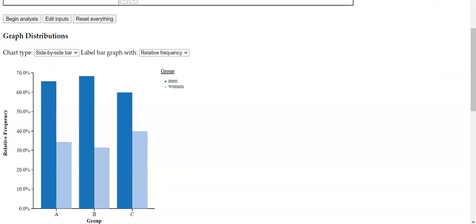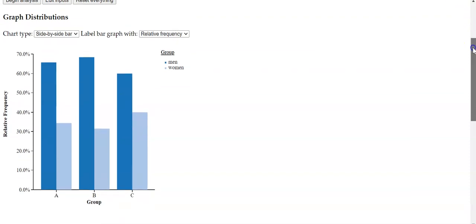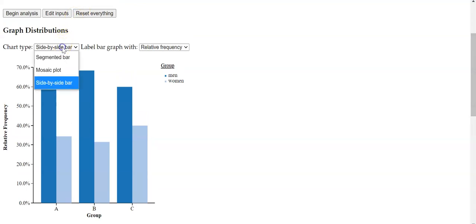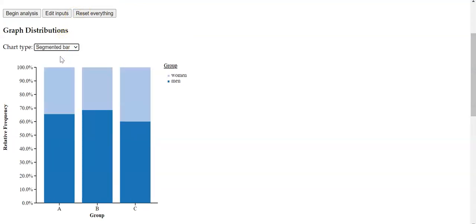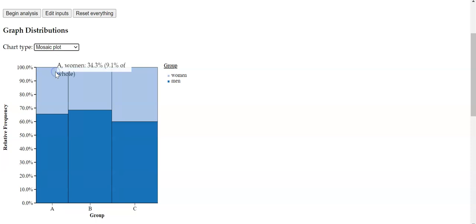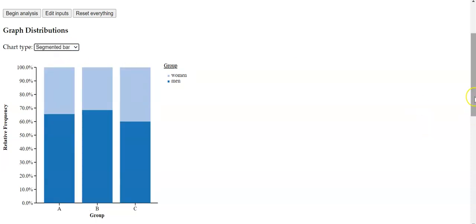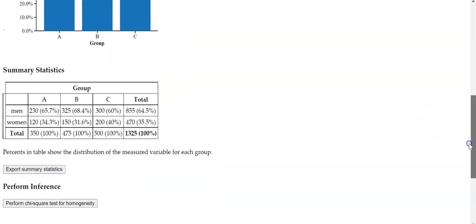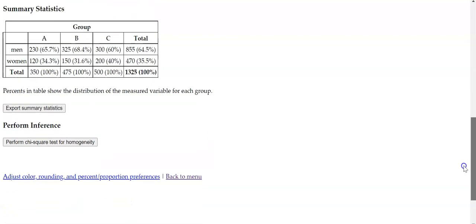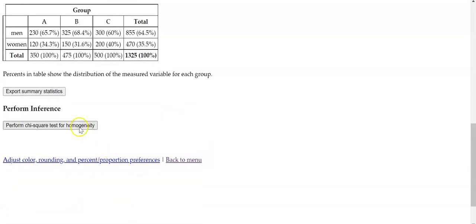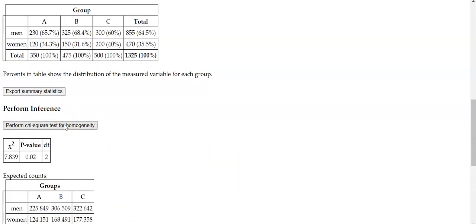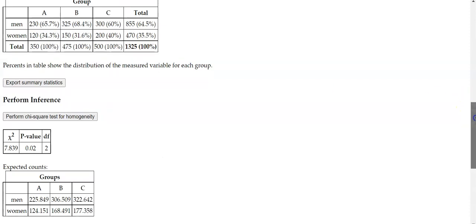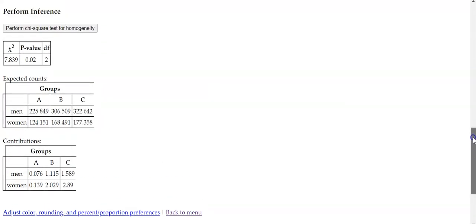You move back up here. So you can choose a side-by-side. You can try to do a segmented. Some people like to do this mosaic one, whatever. You choose what you like. But that's good stuff to put into your project. Then you have your summary statistics, right? And right off the bat, we're going to hit perform chi-square, okay? And there's a lot of information down here.